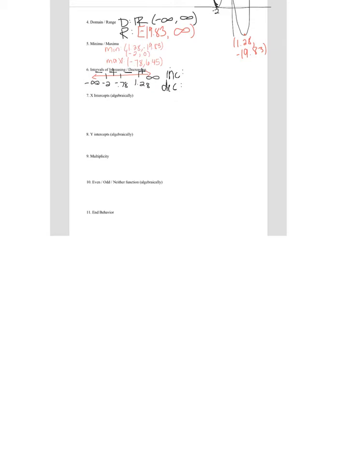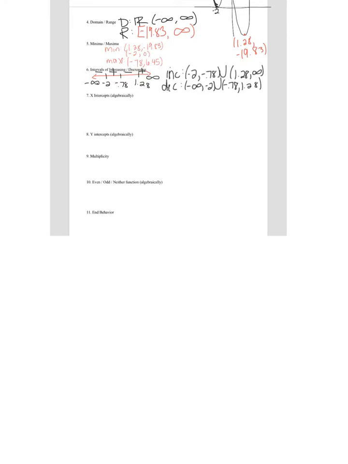So I start off by decreasing. From negative infinity until negative 2, I am decreasing. And then from negative 2 until negative 0.78, I am increasing. And then I am decreasing again from negative 0.78 until 1.28. And then I end off increasing from 1.28 until infinity. If you have more than one interval, you're going to put the union in the middle. That just means that there's more than one.